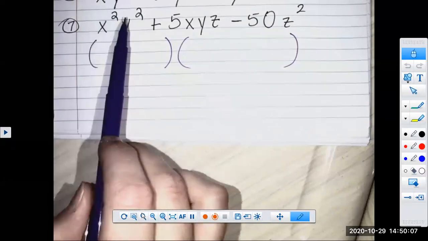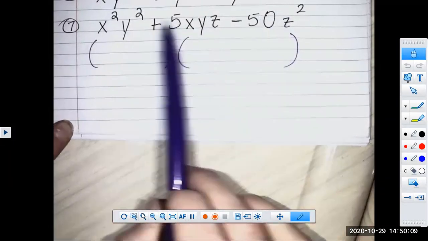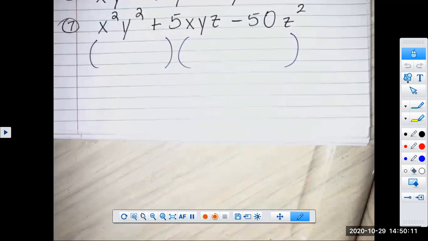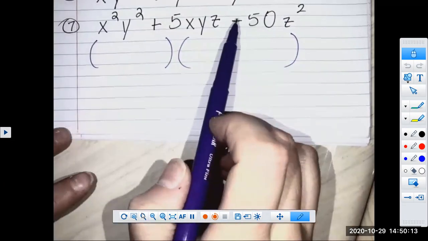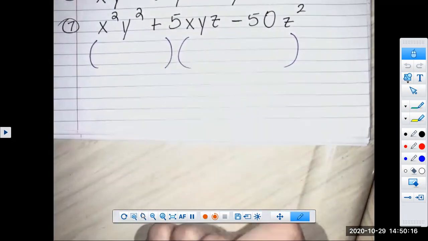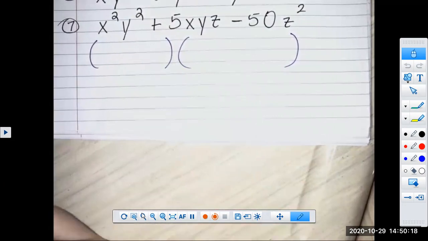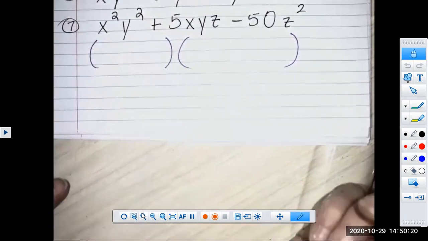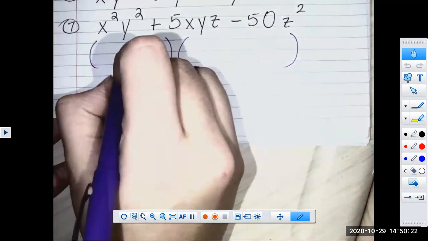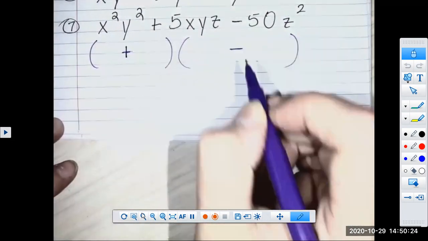This is still one term. That's still one term. Don't let all the jumbledness throw you off. Your last sign is minus. So what are they both going to be? Good. One's going to be plus, one's going to be minus.